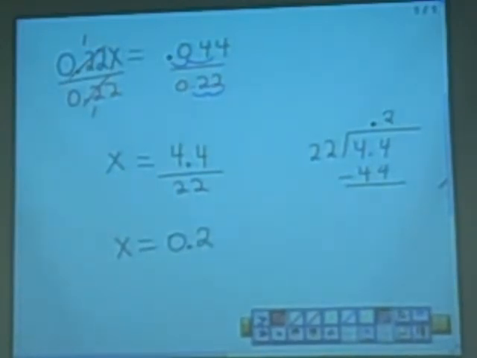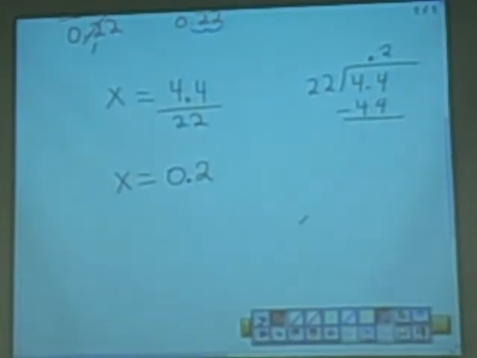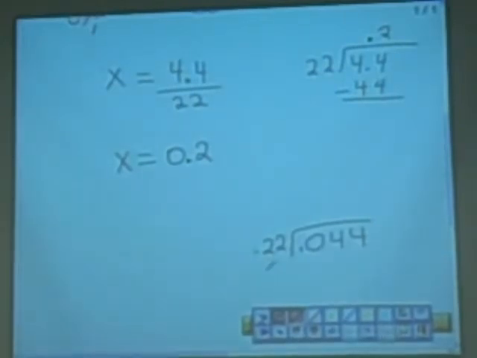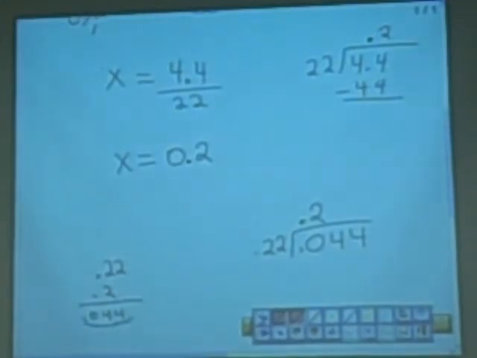See, that's a pretty good question. Because here, let's say this is what we had before. We had 0.044, and we had 0.22, right? So now you have to ask yourself, how many times does 0.22 go into 0.44? Well, it goes 0.2 times, right? Well, if you put the decimal point here, then you're going to put 0.2. So now you've got two. See, if you're looking at 0.22 times 0.2, that'll be 0.044. But that is really hard to see.